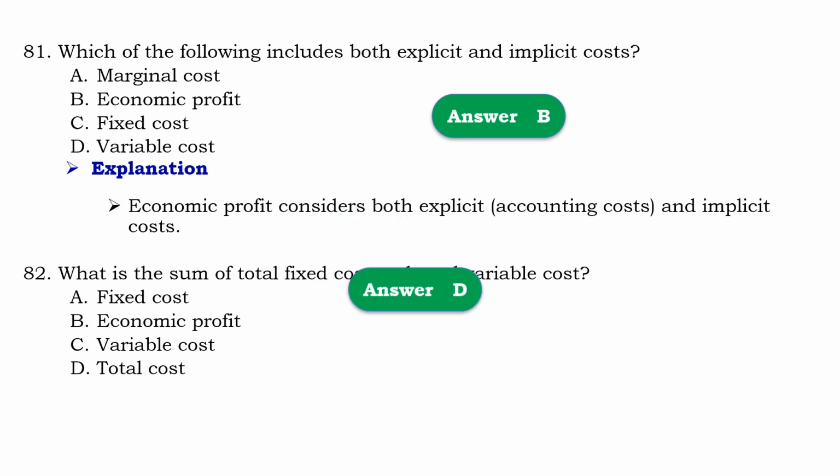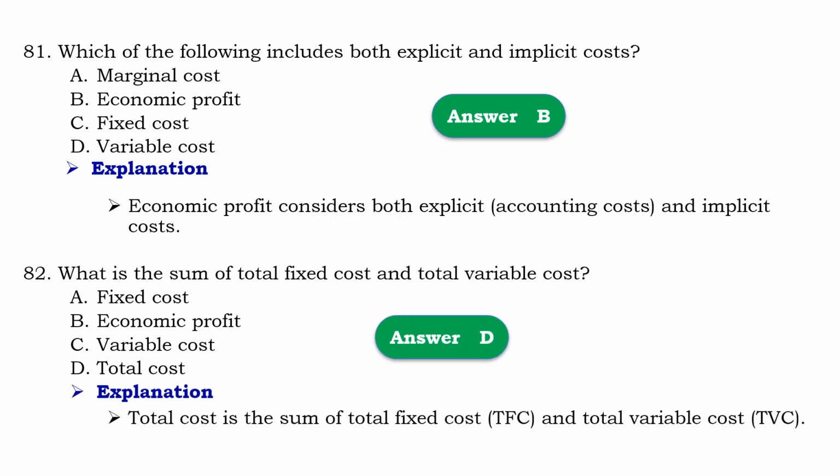So that should be the total cost. Means that total cost is the sum of total fixed cost and total variable cost.